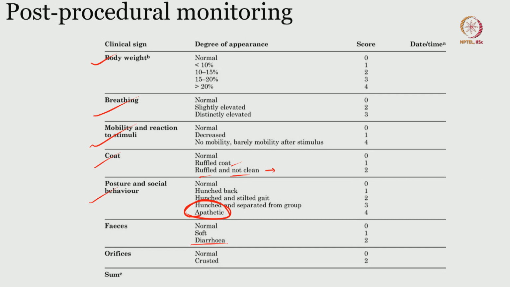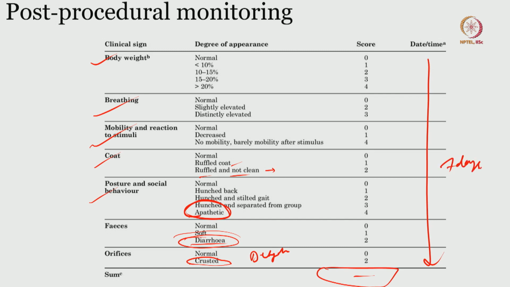Feces also give us an indication of sepsis. If there is an infection going on, obviously there is diarrhea and the stool starts becoming soft. And then the orifices: crusting of the orifices will give us an indirect indication of dehydration. Then you sum it up and have a total score. You can monitor this on a daily basis with a date and time. This has to be done for the next 7 days. All these parameters we need to monitor and score, and it should improve over the next 7 days.